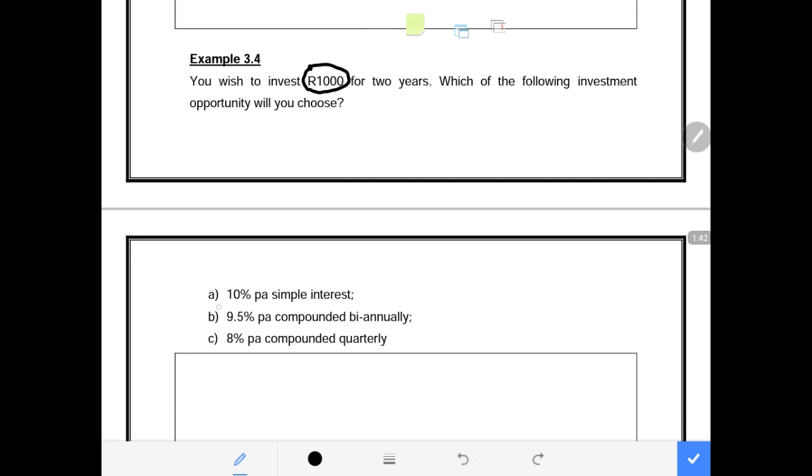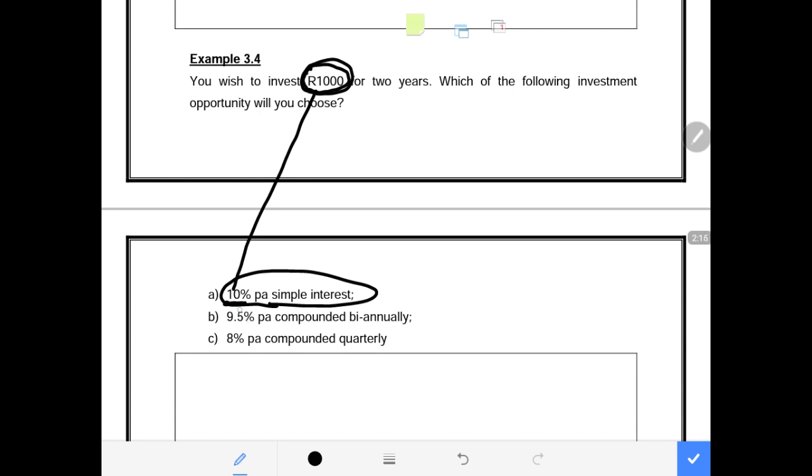The first one is 10% per annum simple interest. That means we invest 1,000 at 10% per annum at simple interest. And we know that when it comes to simple interest, interest is earned from the amount that was initially invested. That means interest is not added back to the capital so that the original amount will increase periodically. So the amount invested here does not increase periodically.